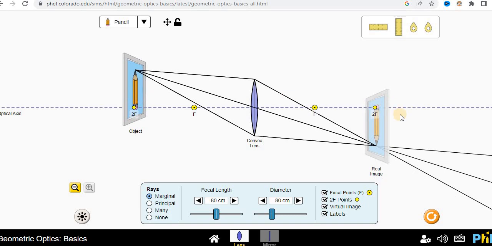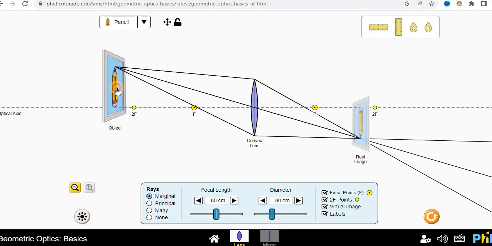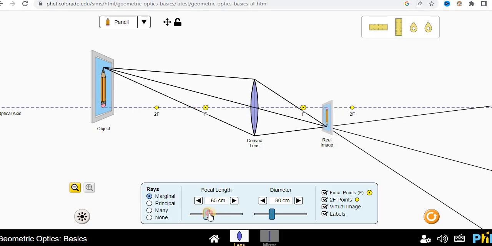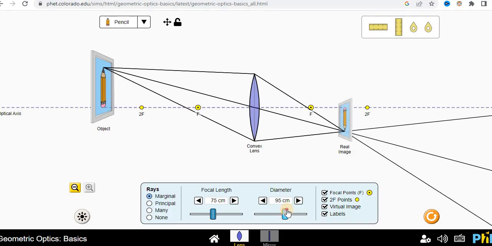So at 2 times the focal length, the image and the object will be the same size. If you move it more than 2 focal lengths away, then the real image will be smaller than the size of the object. So you can remember these things. Here I can even adjust the focal length. See, the diameter of the lens I can adjust. So it's a good site that you can practice with.